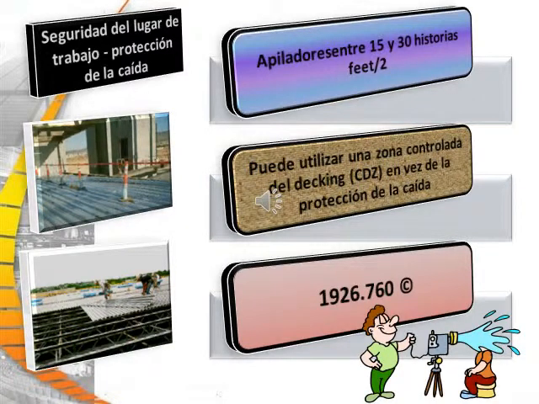Deckers between 15 and 30 feet can use a controlled decking zone, or CDZ, instead of fall protection. This is covered under .760(c).